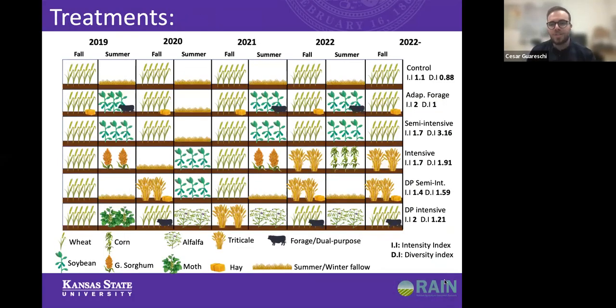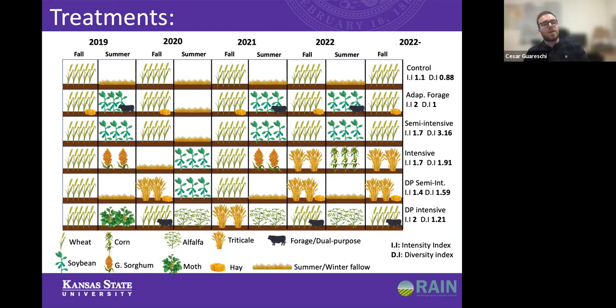So here is just a diagram of all the treatments that we have. You can see treatment number 1, which is a control. It's just a sequence of winter wheat and summer fallow. On your right side, we have the name of the treatment, and right underneath that, we have the intensity index and diversity index for each one of the treatments.